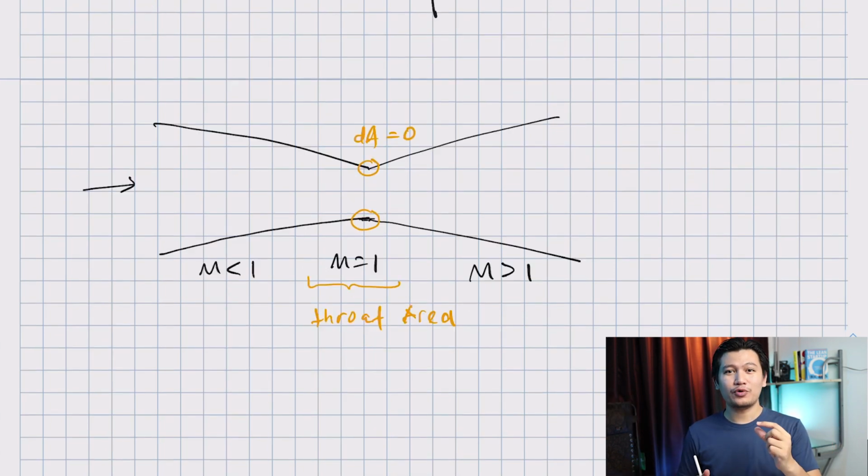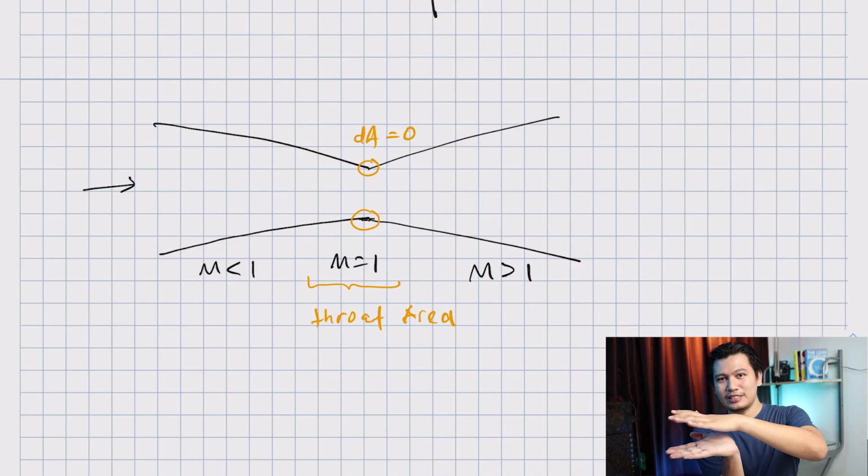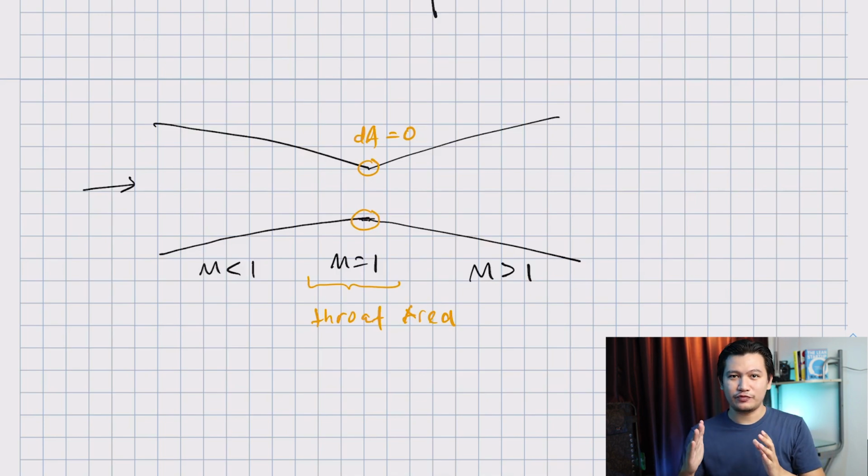And this is the reason why, in supersonic flight, the nozzle at the back of the flight is diverging. It's not converging. It has to diverge because the velocity will continue to increase when the flow area is increasing. So this is a new concept for you, and I think this is all for today.